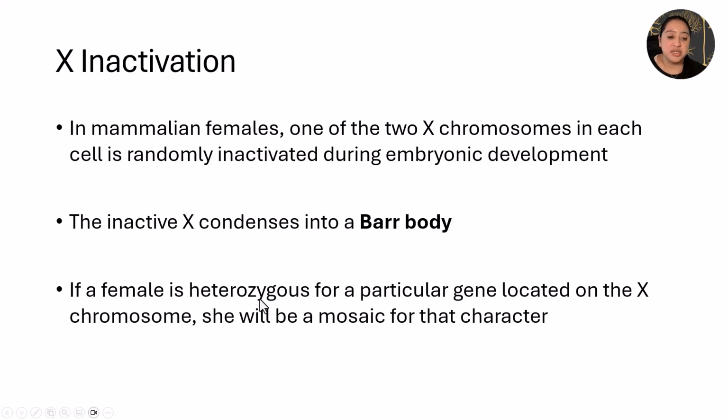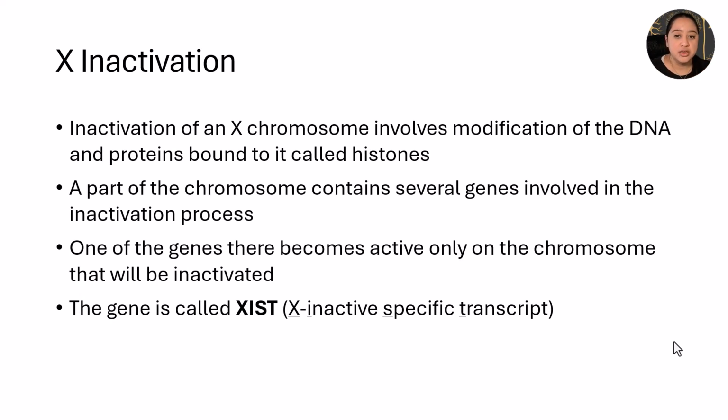So if a female is heterozygous for a particular gene that is located on the X chromosome, technically you're going to be a mosaic for that character. So some of the cells might have one copy of the X and other cells might be expressing a different copy of the X. And they're not destroyed or anything. It's kind of just silenced a little bit.